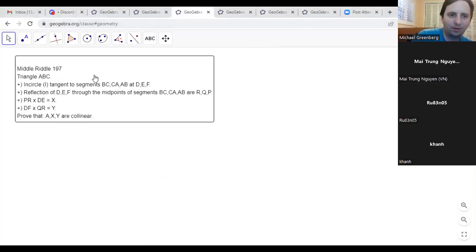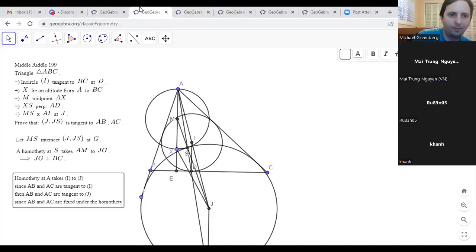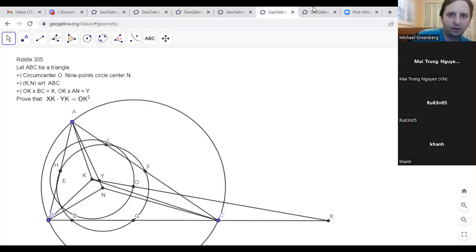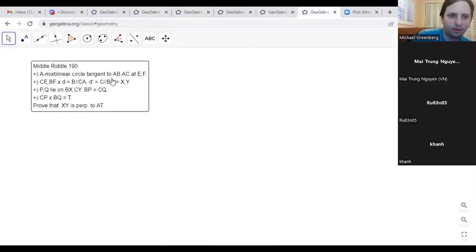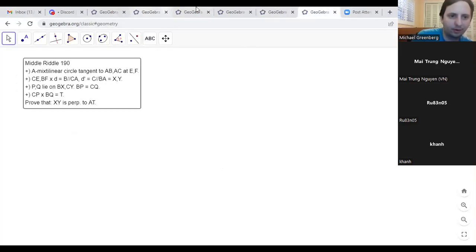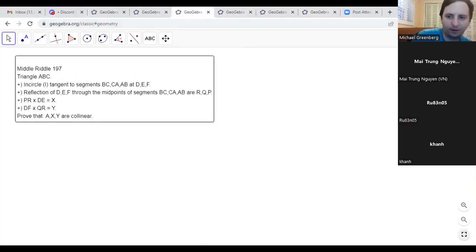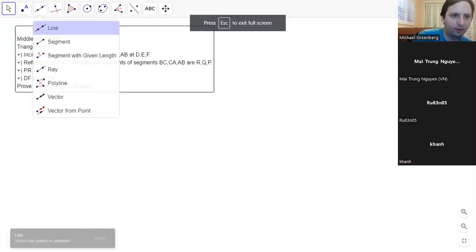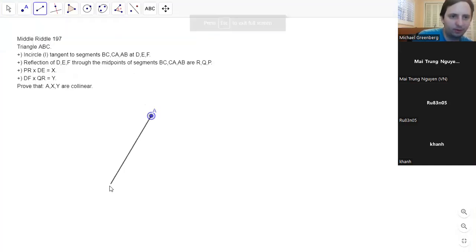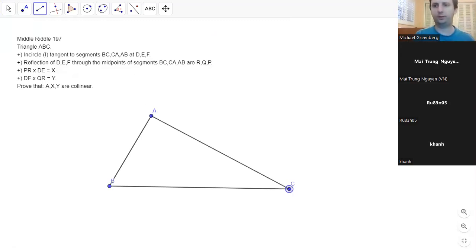So, oh, I think this one was kind of interesting. Let's see, we have this. This one was also kind of interesting. Let's try this one for now. See how quickly we could solve it. So we draw the incircle and we reflect the tangency points through the midpoints.